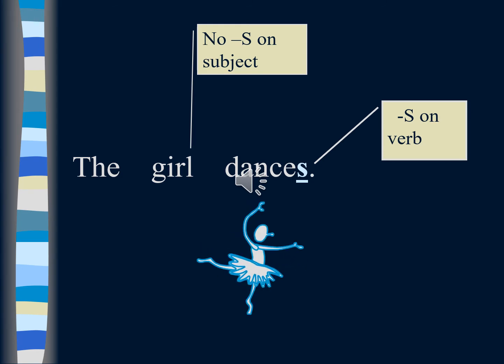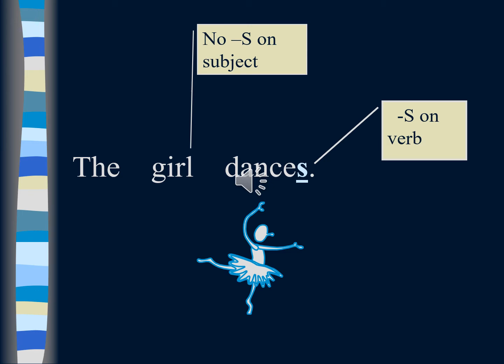All right, so here's an example of that. The girl dances. All right, we know that our subject is girl. Girl is singular. Dances is our verb, and therefore dances must be singular as well. In order for a subject-verb agreement to occur, the subject has to be singular, the verb has to be singular, or the subject has to be plural, and the verb has to be plural.